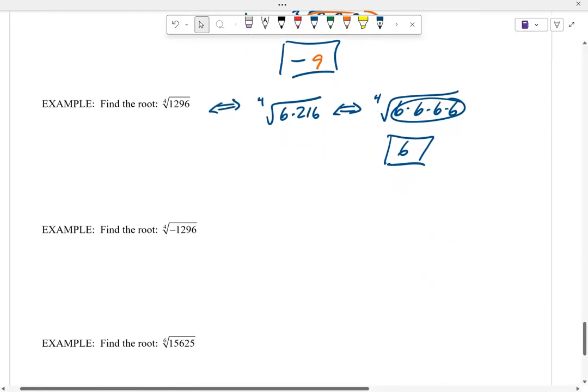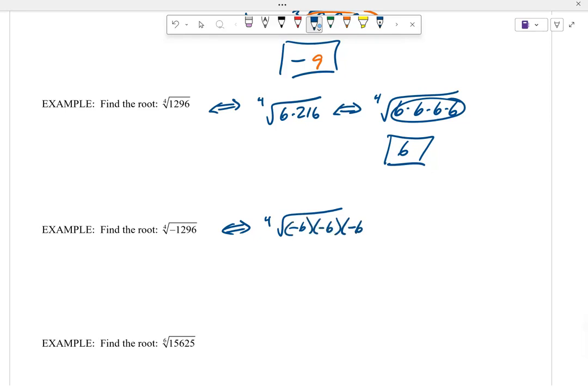Fourth root of negative 1296. Well, does negative 6 times negative 6 times negative 6 times negative 6 give you negative 1296? No, it doesn't. That's positive 1296. This is not possible. Remember, we cannot have an even root of a negative number. We can't do that in the real numbers. This is not a real solution, right? Can't have an even root of a negative under that radical there.